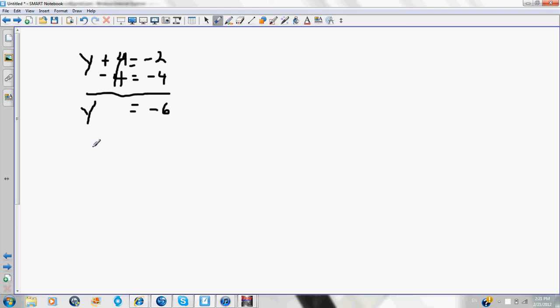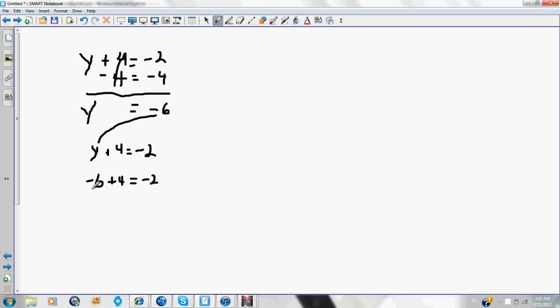Now let's check our answer. y plus 4 is equal to negative 2 is our original equation. Since we say y is equal to negative 6, we're going to take that negative 6 and put it instead of the y. So we put negative 6 plus 4 is equal to negative 2.